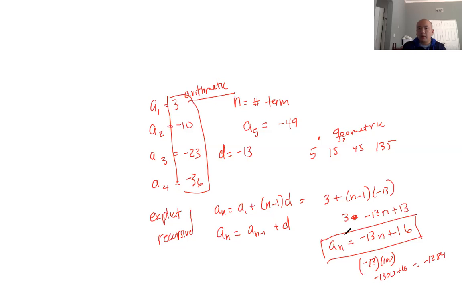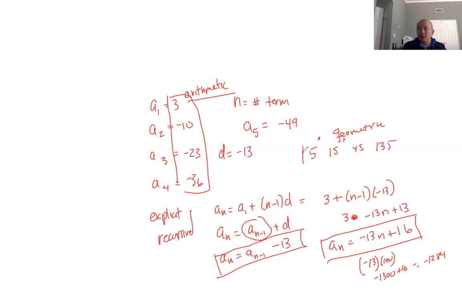Now, how do I express this as a recursive formula? Well, I'm using the previous term plus the difference. So it's a sub n equals a sub n minus 1 minus 13. And that is your recursive formula.